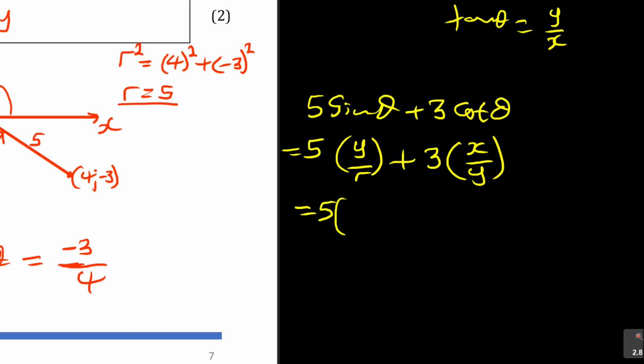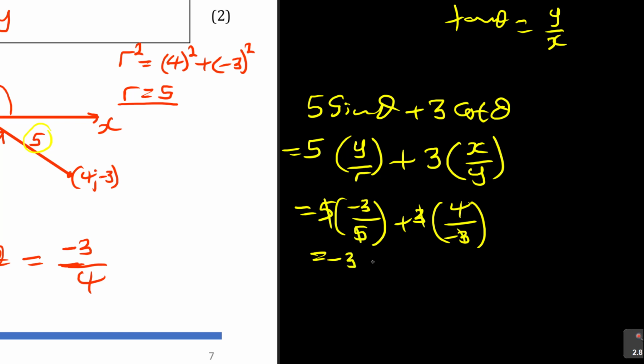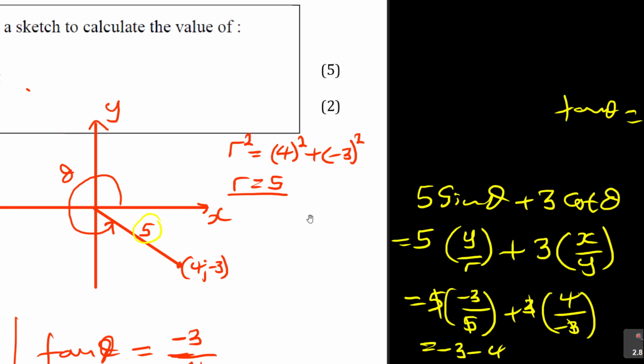Then y, we agreed that y was negative 3 over r. See the importance of r, we calculated r as 5, plus 3, and you continue. x was what? 4 from the diagram, and then over y is negative 3. This is what they gave us from the beginning. Then you start cancelling there. This is negative 3, then you cancel there, and then it's negative 3 minus 4, and it's negative 7. If I was working this right, here it must be minus 7.